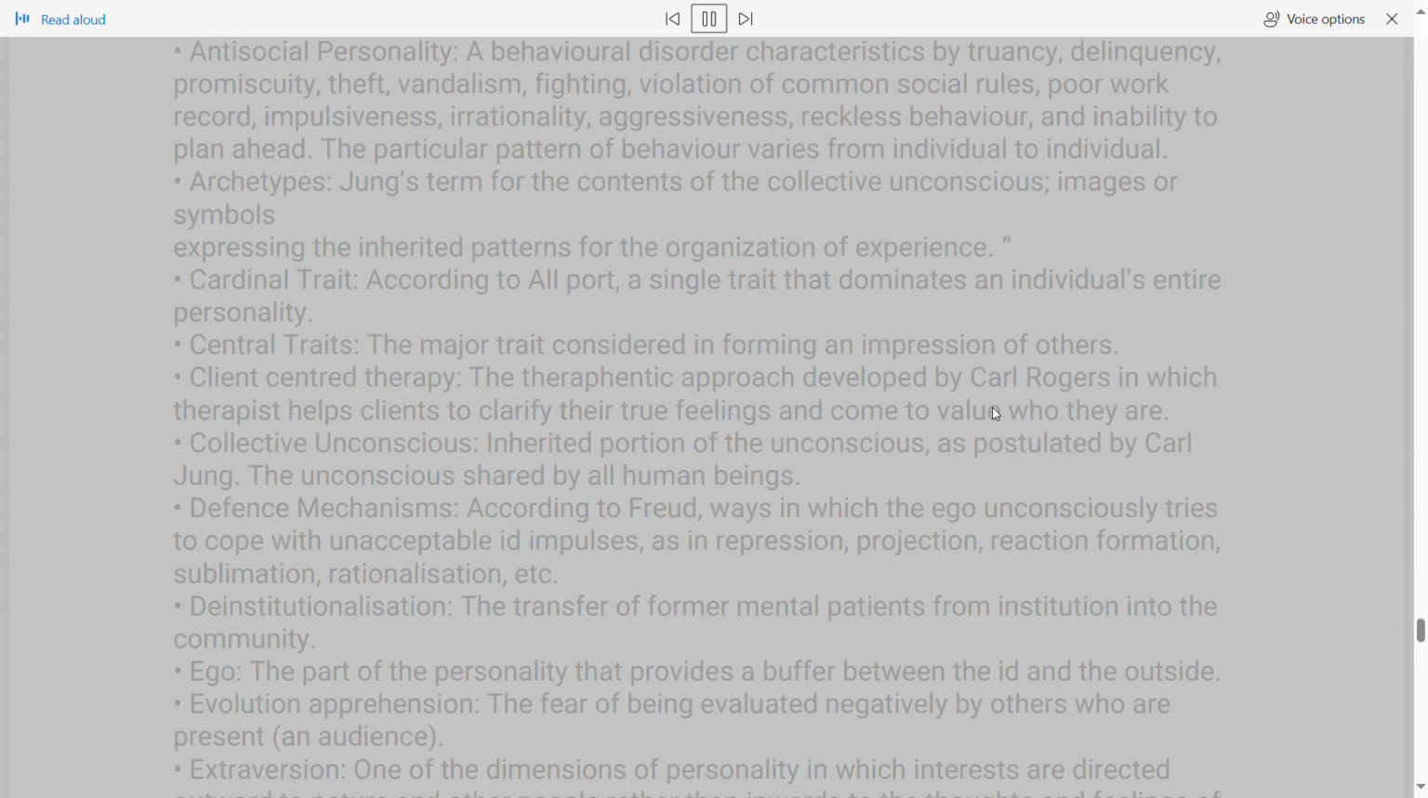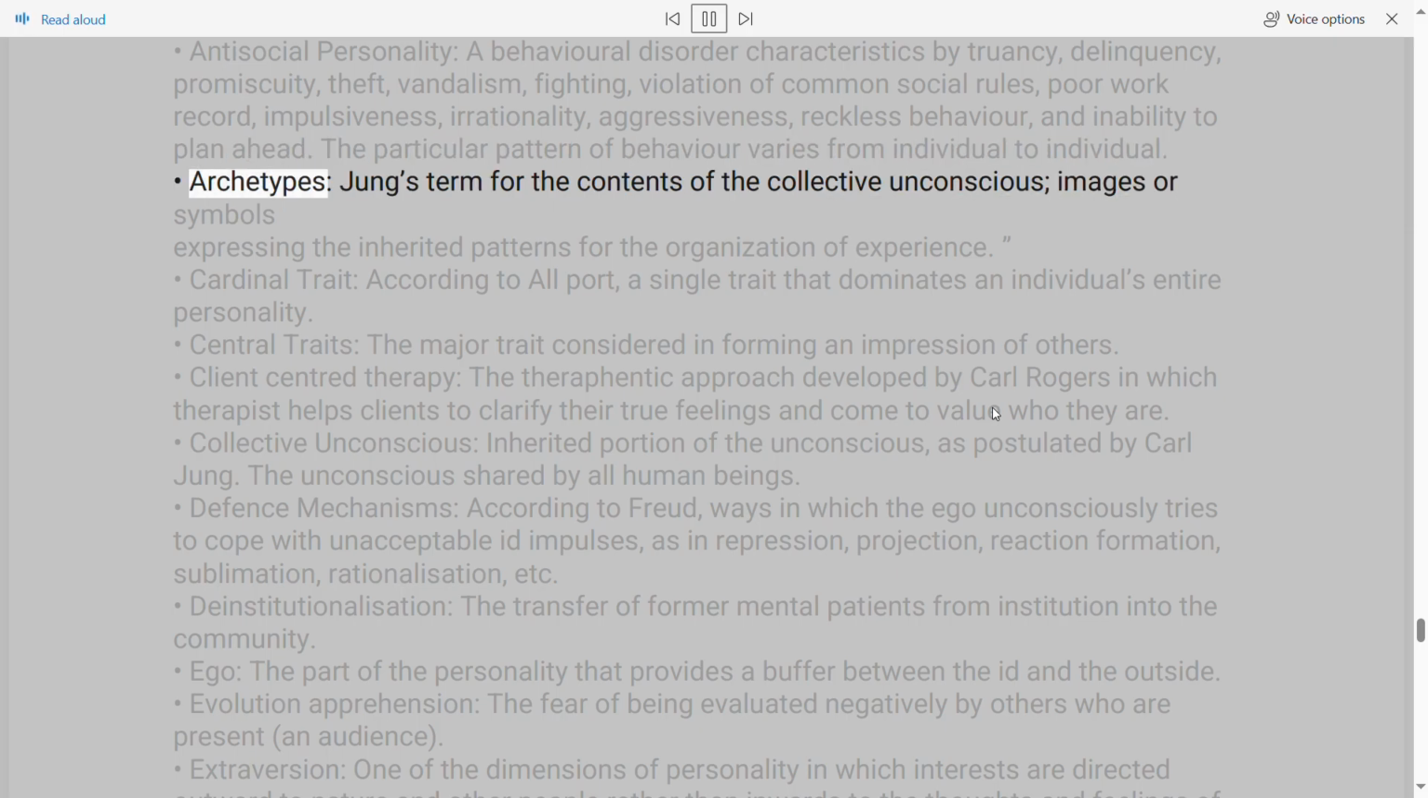Antisocial personality, a behavioral disorder characterized by truancy, delinquency, promiscuity, theft, vandalism, fighting, violation of common social rules, poor work record, impulsiveness, irrationality, aggressiveness, reckless behavior, and inability to plan ahead. The particular pattern of behavior varies from individual to individual.